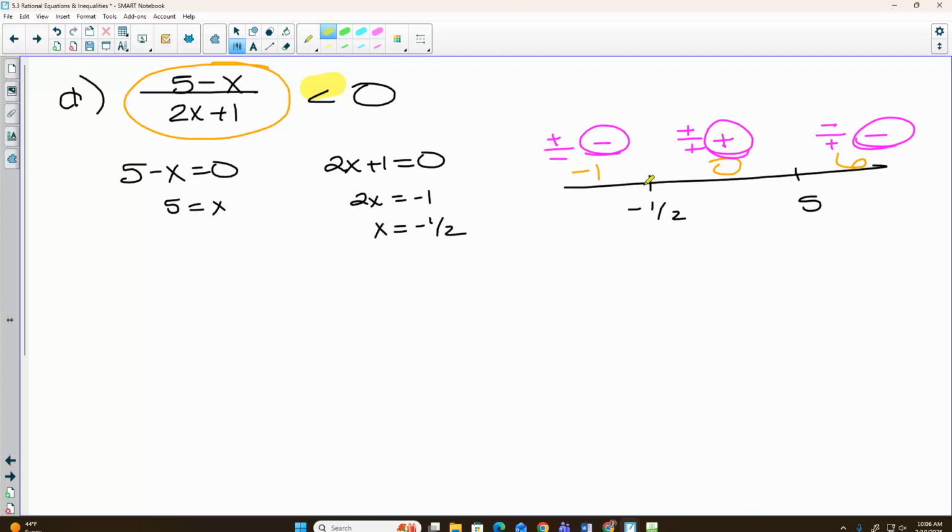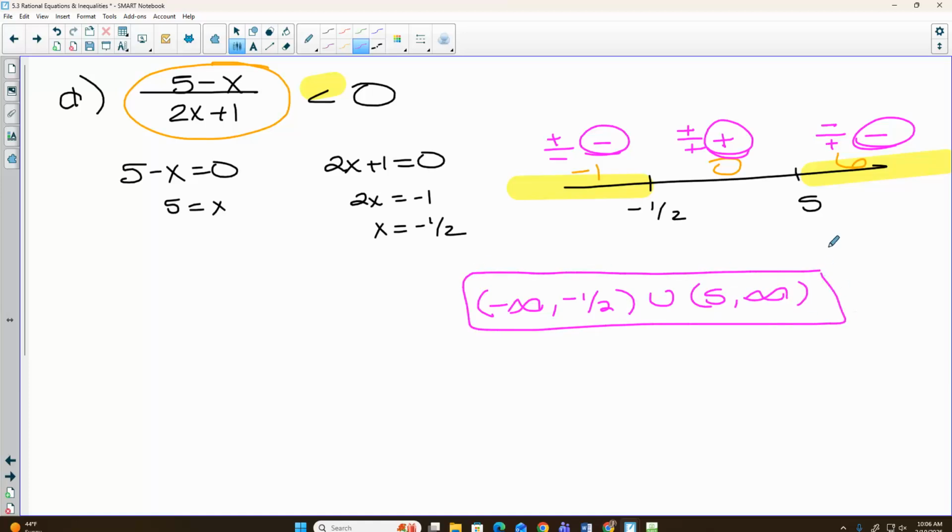Less than 0 is negative, so that's this and this. There was no equal to, so we don't have to worry about what gets a bracket, everything's parentheses. So any number from negative infinity to negative 1/2, or from 5 to infinity, would make that inequality true. Or if you're thinking about the graph, that meant the graph was below the x-axis until negative 1/2, above the x-axis in between, and then below again after 5. Questions on that one?